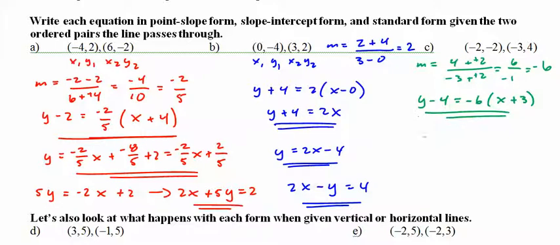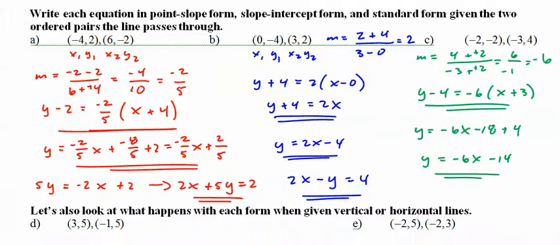Move the 4 over and distribute. Y equals negative 6x minus 18 plus 4. Y equals negative 6x minus 14. Keep going.